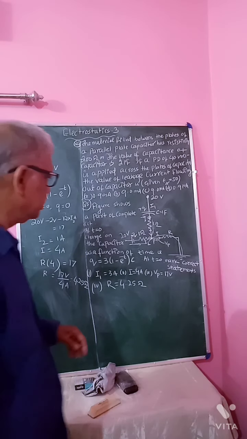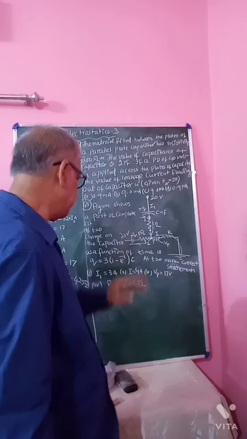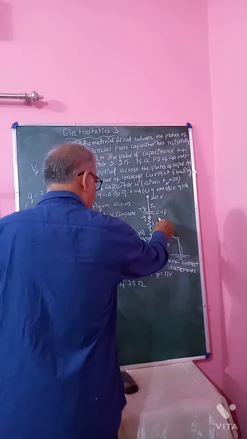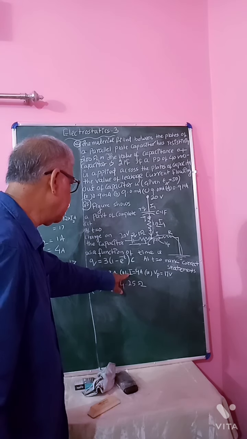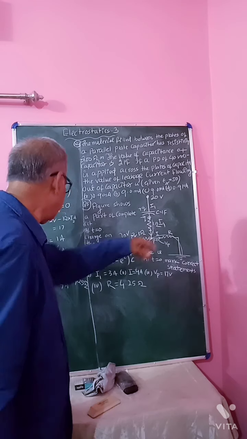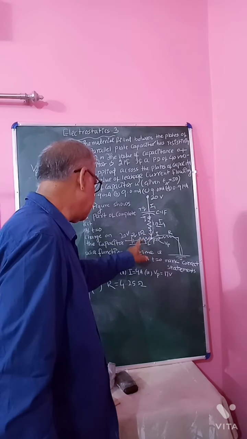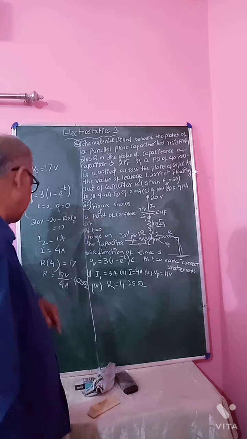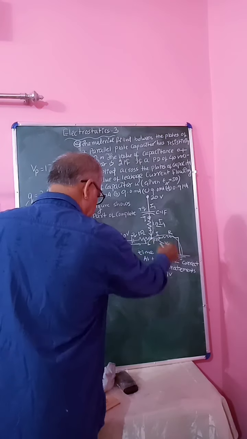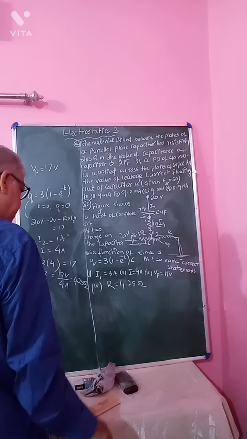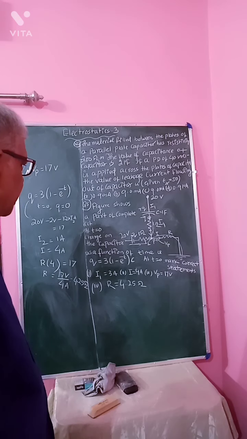Now, first, I1 is 3 ampere, it is correct. This was our I1, correct. And I is 4 ampere, this is I2 plus I1. I1 is 3 ampere, I2 is 1 ampere, so I is 4 ampere. This is also correct. The potential of this point P is 17 volt, this is correct. And the resistance is 4.25 ohm, this is also correct.